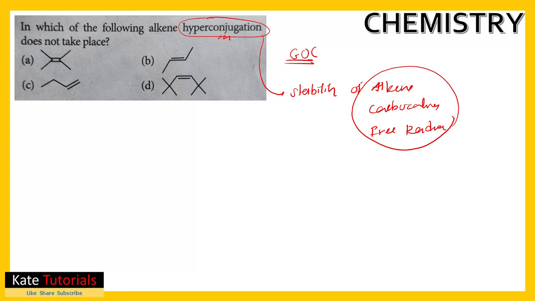So here they have given us four alkenes, A, B, C and D. We have to see where hyperconjugation happens, but the question is we have to tell that alkene which does not show this hyperconjugation, right. So let me discuss one by one.